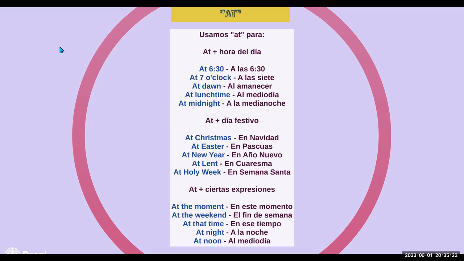At school, teacher. At school. At holiday. At breakfast. Lo que quiero es, por ejemplo, que usen la expresión ya dentro de una oración que ustedes han creado. Like the one that you gave. I arrive at school, I arrive at 6:30 a.m.